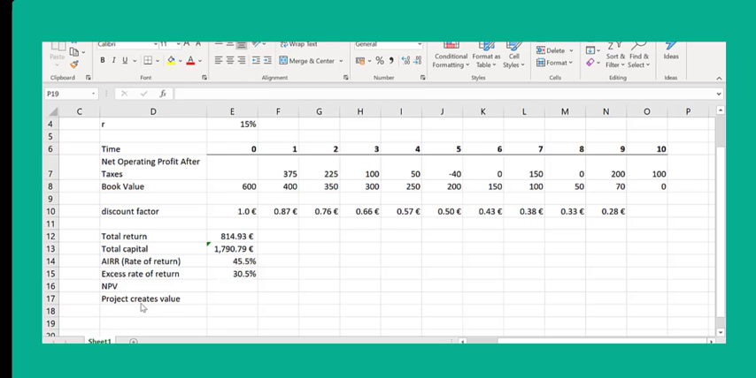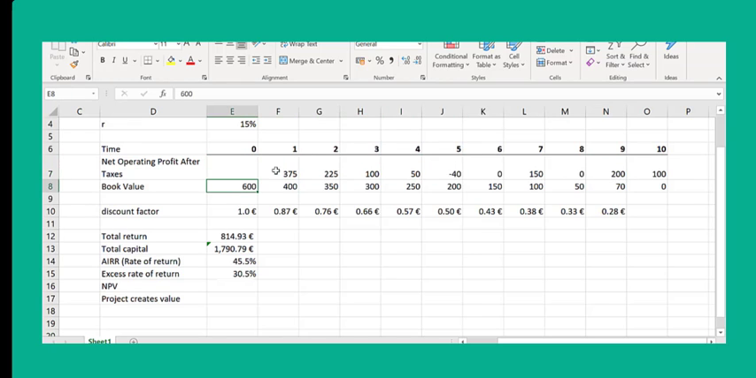Welcome to this video. In this video we want to show that the average internal rate of return is the weighted mean of the one period rates of a project. So we start from this project whose profit is shown in row 7. Time 1 we have 375, at time 2 we have 225, and so on. The project lasts 10 years.